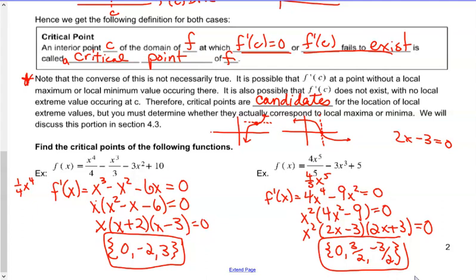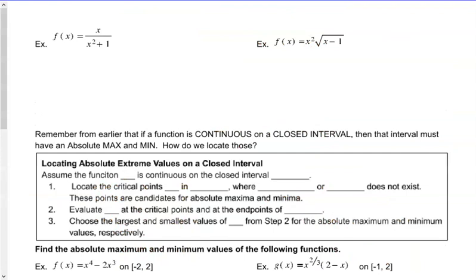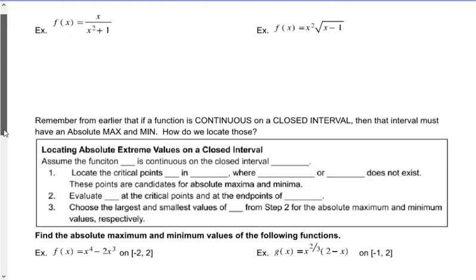Let's continue with another function. This one being a rational function. Notice here, I first want to make note of what the domain is. In a rational function, we want to know where the denominator is equal to 0. Well, if I square anything and add 1, it will never equal 0. So the domain of this function is all real numbers. You want to make note of that in a rational function, because if a number is not in its domain, there's no way it can be a critical point or anything like that.